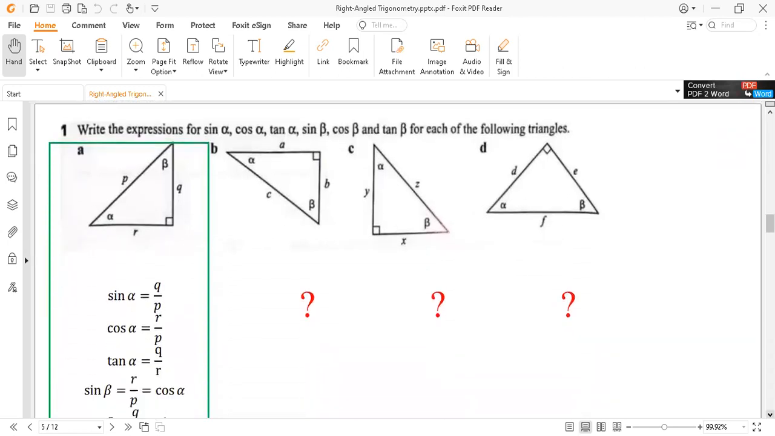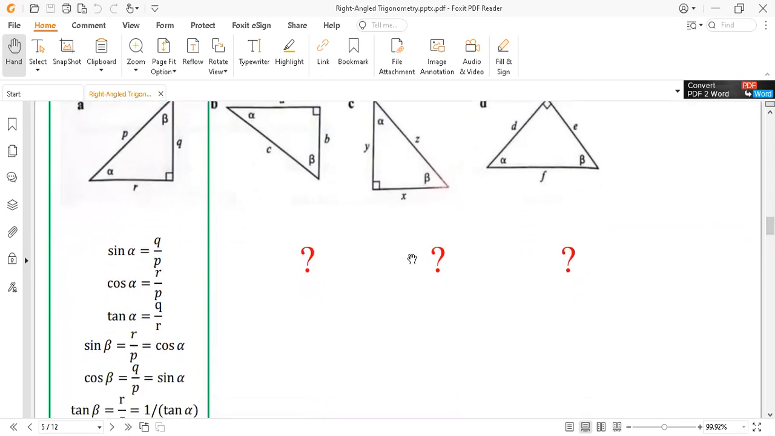For example, here, they ask us to write the expressions for sine alpha, cosine alpha, tangent alpha, sine beta, cosine beta, and tangent beta. So we have here alpha. Normally the sine is the opposite, so Q over the hypotenuse, P.